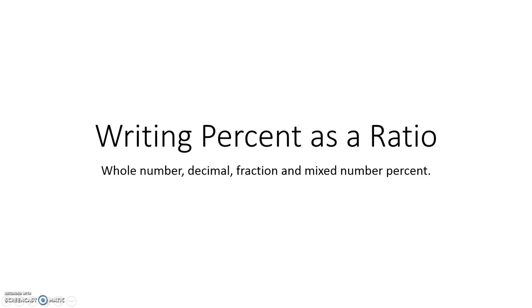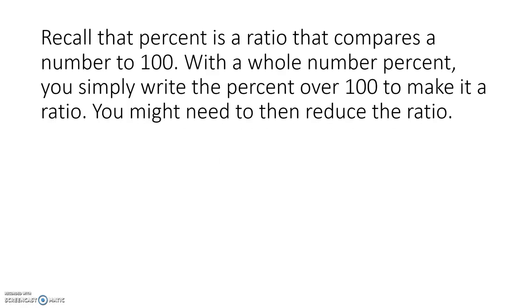This is a short tutorial on writing percent as a ratio. We will look at whole number, decimal, and fraction and mixed number percent. Recall that a percent is simply a ratio that compares a number to 100. With a whole number percent, you simply write the percent over 100 to make it a ratio. You might need to then reduce the ratio.